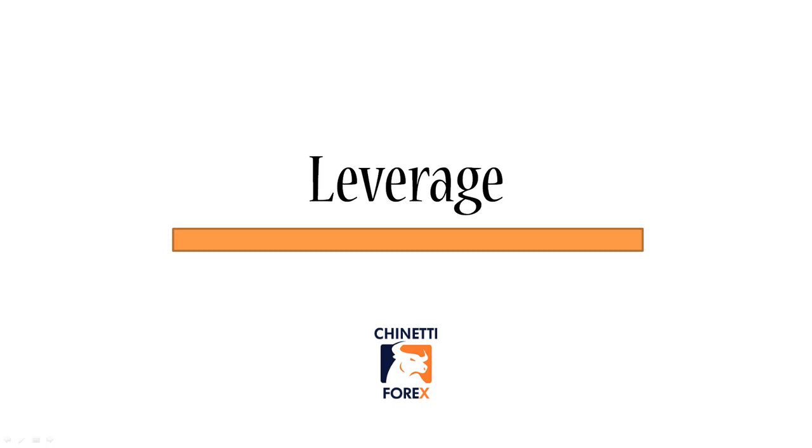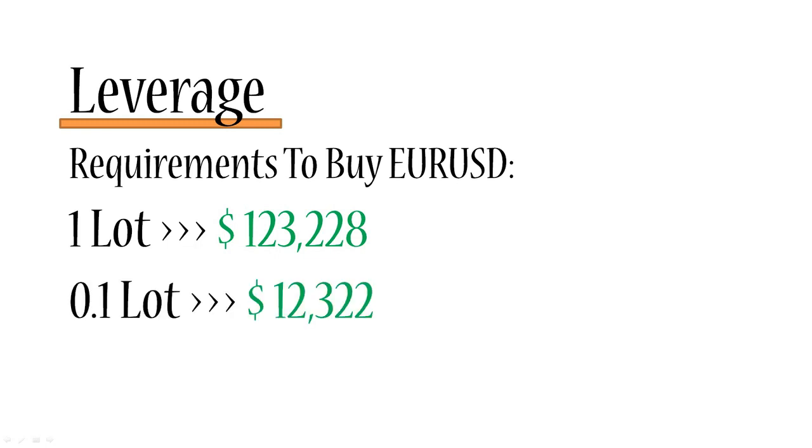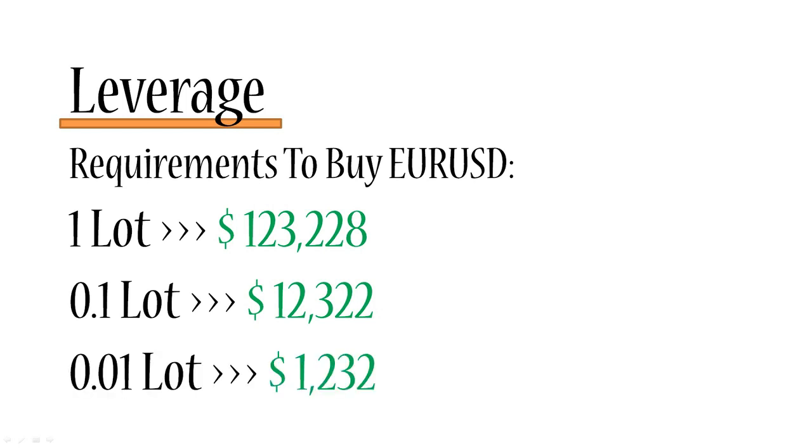Let's talk about leverage. As we discussed in the previous tutorial, in order to buy or sell 1 lot of euro dollar, you need $123,228 on your account, which is a lot of money. But even in order to trade with 0.1 lots, you need $12,000. And in order to conduct a small transaction in 0.01 micro lots, you still need $1,200 in your account, which is again a lot of money.